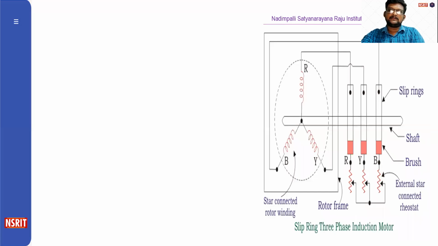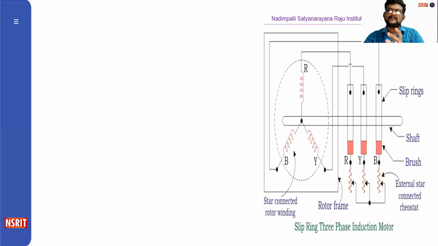And this is the slip ring induction motor, another diagram. External resistance can be easily connected through the brushes and slip rings and hence used for speed control and improving the starting torque of the induction motor. The brushes are used to carry current to and from the rotor winding. These brushes are further connected to three-phase star-connected resistances.